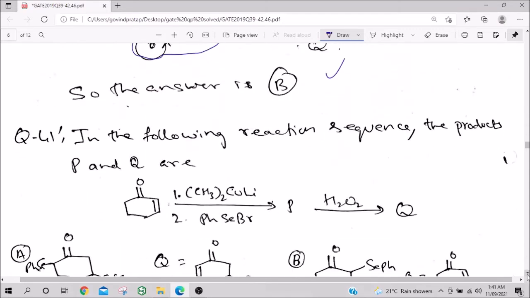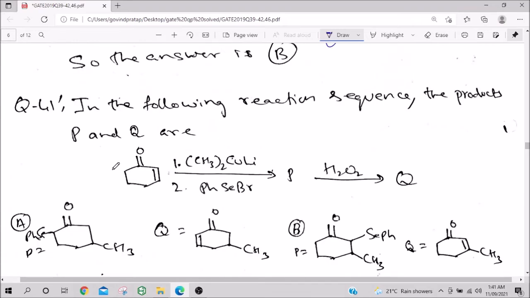Moving on to the next question. So you are having an alpha beta unsaturated ketone and you are having Gilman's reagent. Whenever Gilman's reagent is there, you understand this is a soft base. So it will always attack the soft electrophile. It's a soft nucleophile rather than base. So it will attack the soft electrophile, so it always undergoes 1,4 addition.